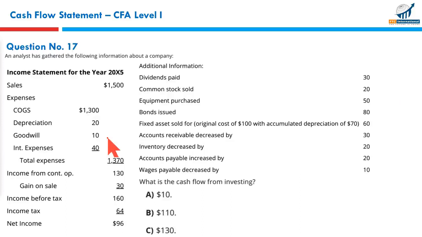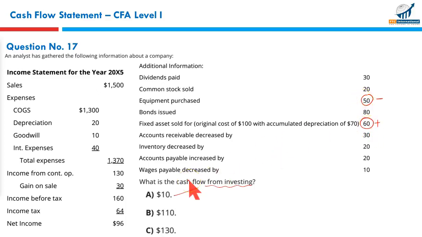Next question, and again it's a big one. So instead of just reading the whole question and then ending up with the requirement, why don't we just see what is needed? Cash flow from investing activities, acquisition of assets, and that would come from this side. Equipment purchased, investment outflow. Bonds issue, financing. Fixed assets sold for 60. This fixed asset sold represents an investment inflow. Accounts receivable, inventory, accounts payable, wages, that's all. Just these two numbers, and that is all. 10, 50 outflow, 60 inflow, and you get your answer.